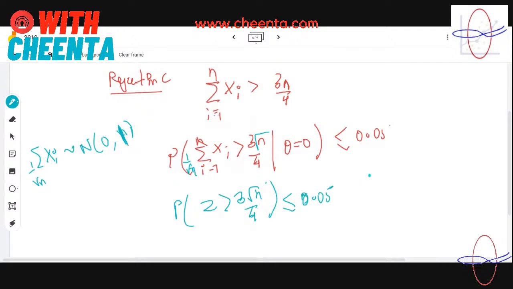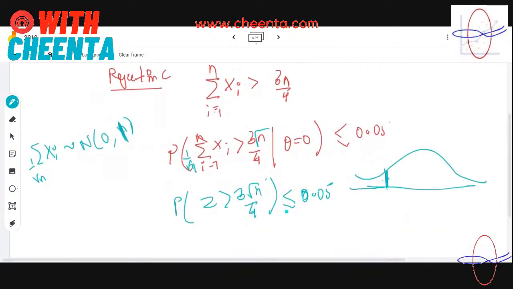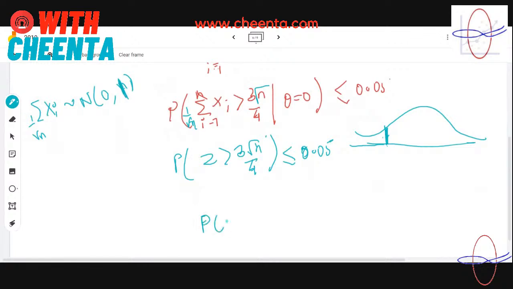That means, I mean 0.05 means this, right? So therefore we need to find the minimum n value so that it's less than or equal to this. The bigger n is, this will become smaller than this. So therefore you can understand that the probability z equal to 3 root n by 4 will be equal to this point.